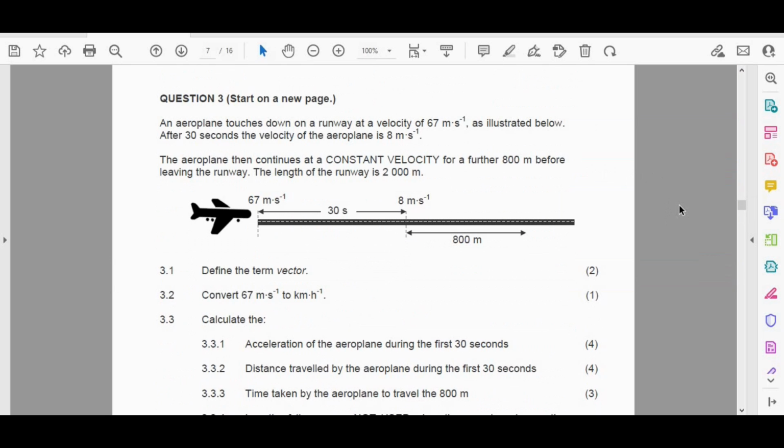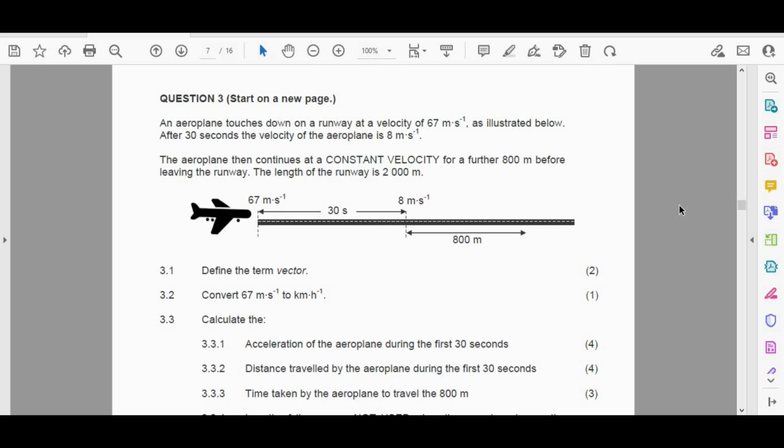This is also more of your mechanics question, still a mechanics question. An airplane touches down on a runway at a velocity of 67 meters per second as illustrated. After 30 seconds, the velocity of the airplane is 8 meters per second. The airplane then continues at a constant velocity for a further 800 meters before leaving the runway. The length of the runway is 2,000 meters.